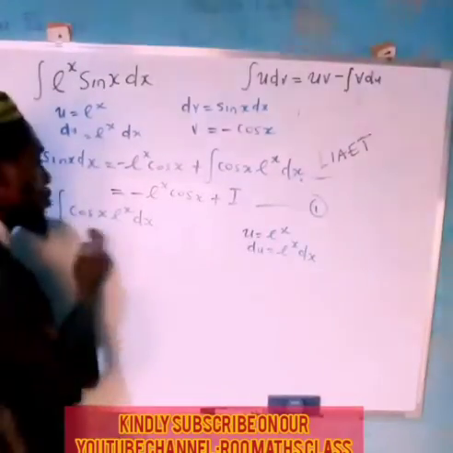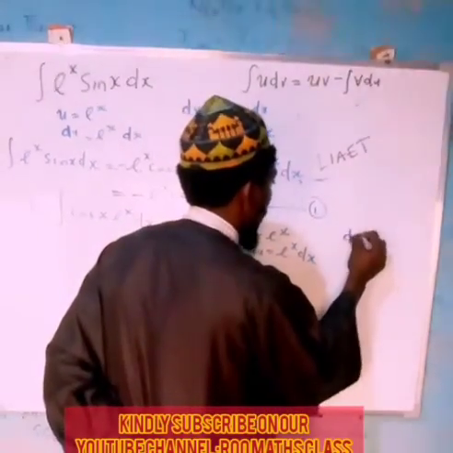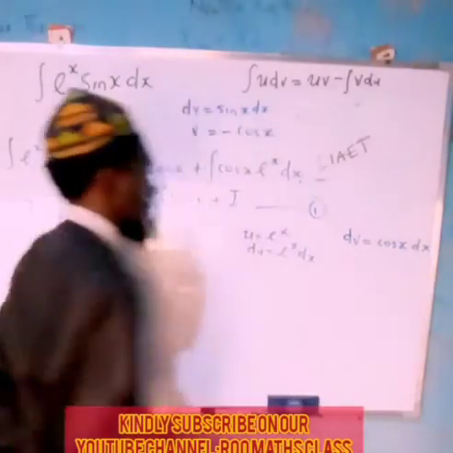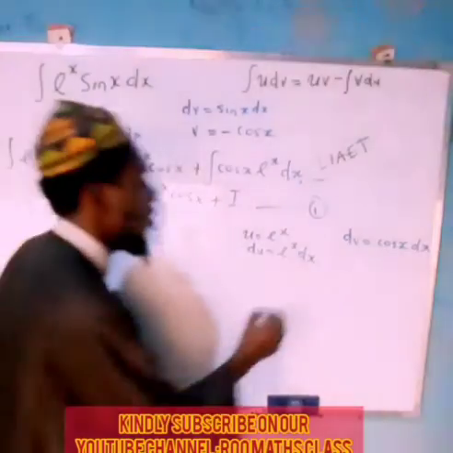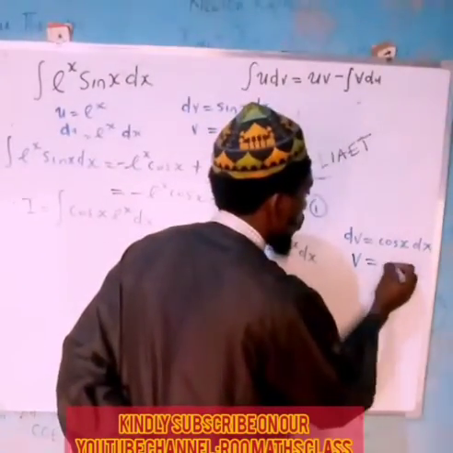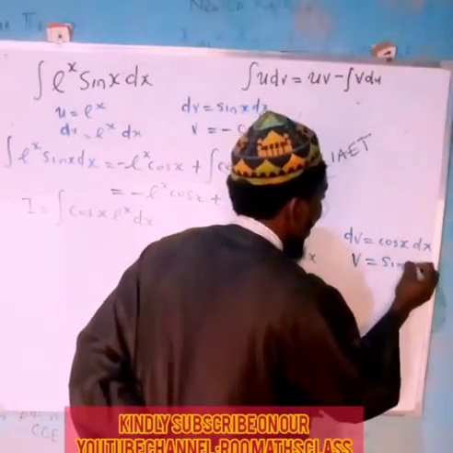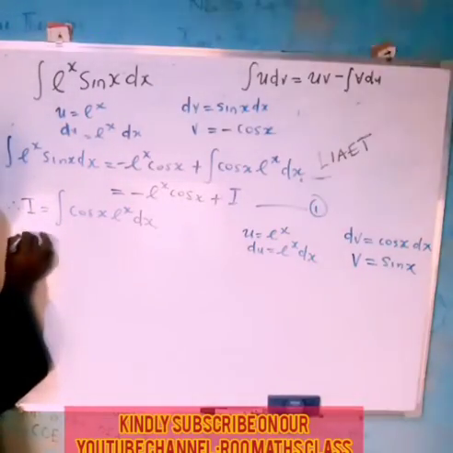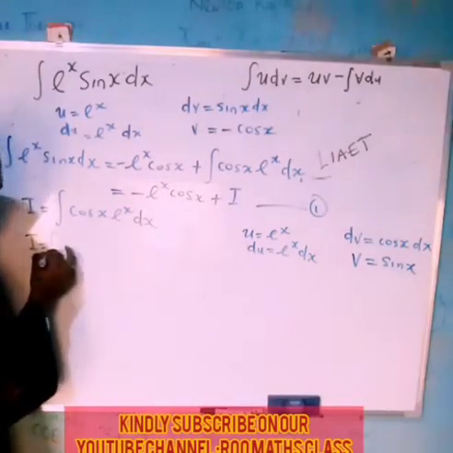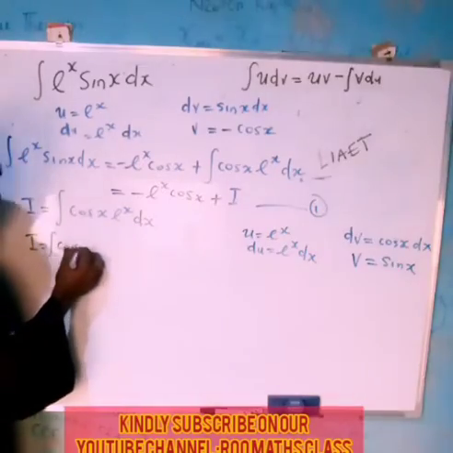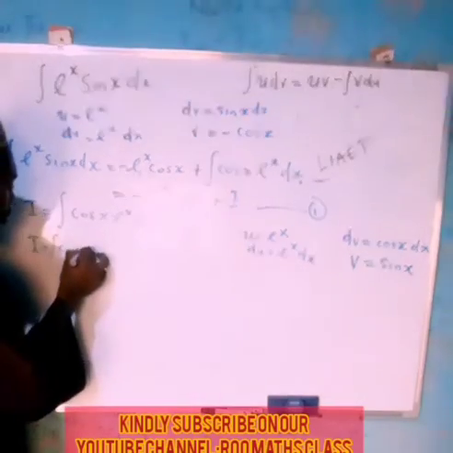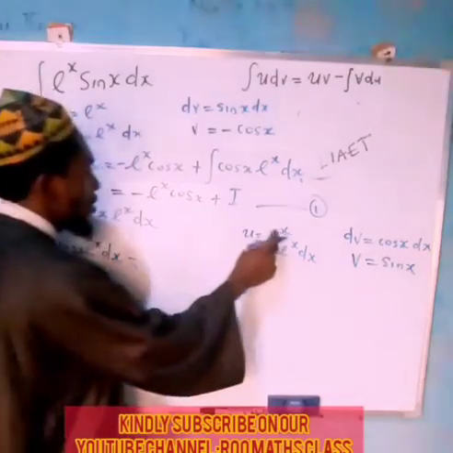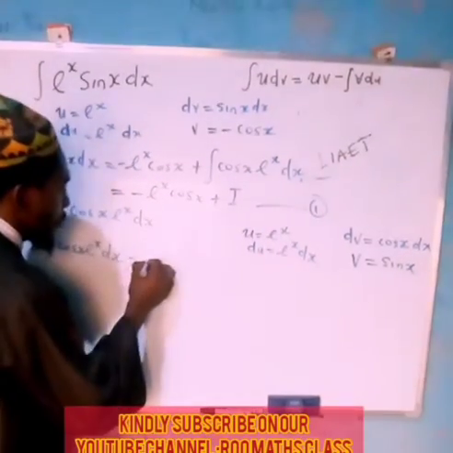So next you move to your dv. Our dv is cos x dx. Now our v equals sin x. Bravo! Now that is our I, which is equal to the integral of cos x e^x dx, equal to, what is our u?